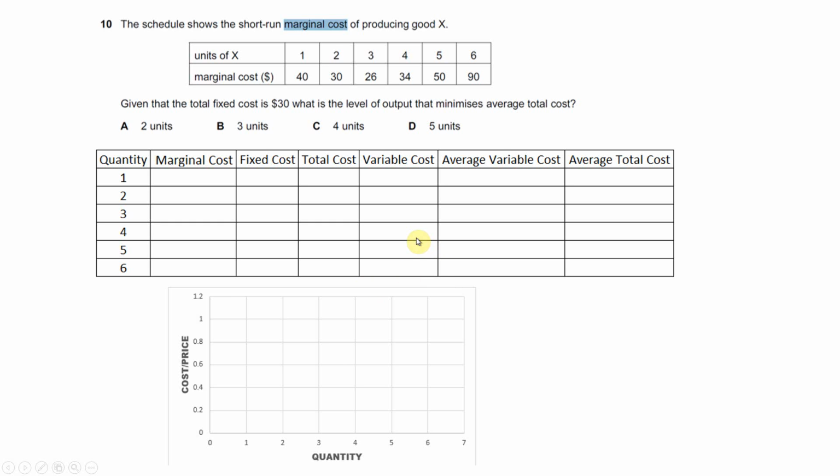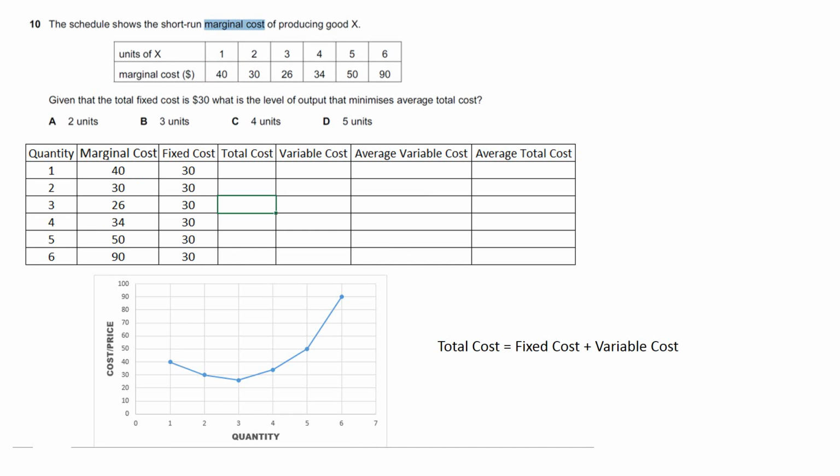So the first thing that I do is I fill in the marginal cost schedule here. I take these numbers here and I put them there: 40, 30, 26, 34, 50, and 90. The fixed costs are 30. This is from IGCSE Economics. It just means that no matter what the quantity is, this is the startup cost of our business, 30. So no matter what quantity is, as the quantity is increasing, the fixed cost will always be 30.